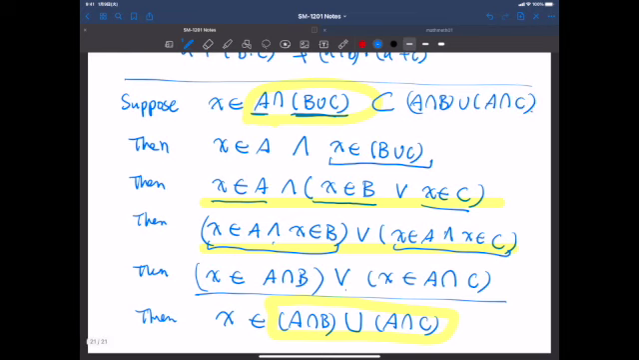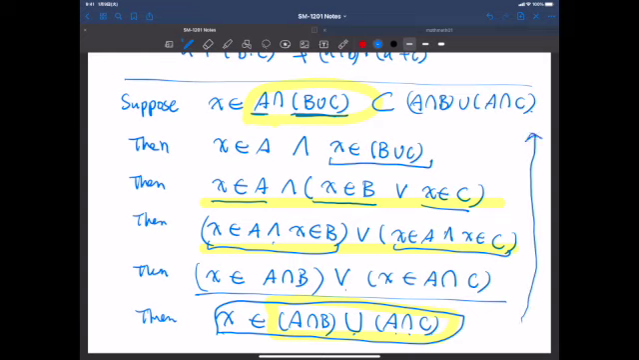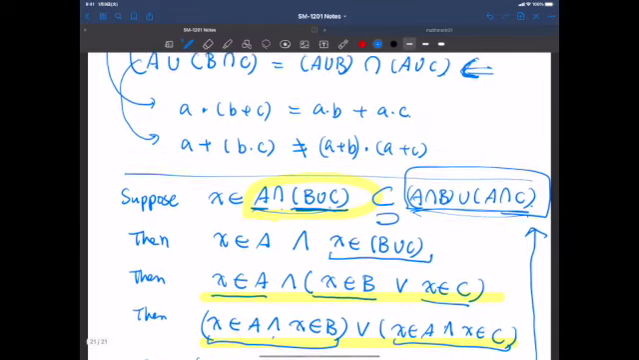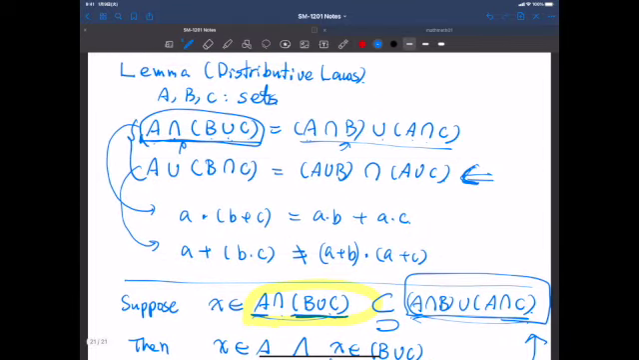Now conversely, suppose x belongs to this, A cap B union A cap C. Then going backwards through this argument, we can prove that this one is a subset of the other. Therefore these two sets are equal. Okay, and you can prove the second distributive law, this one, in a similar manner, and that will be an exercise.